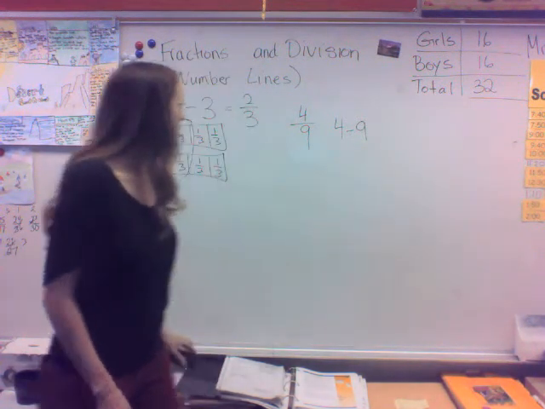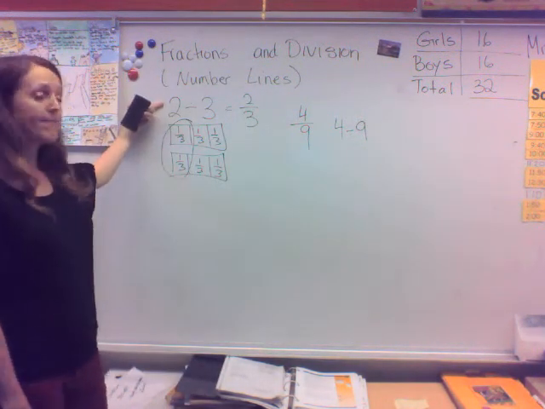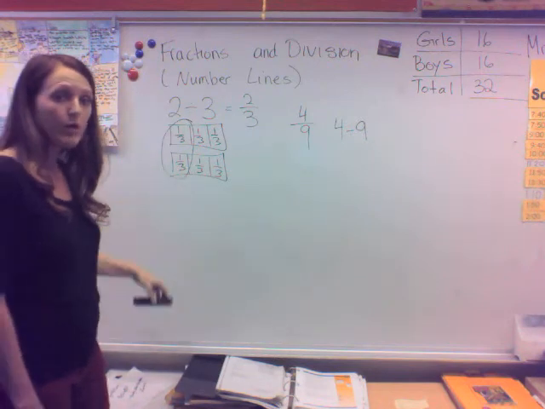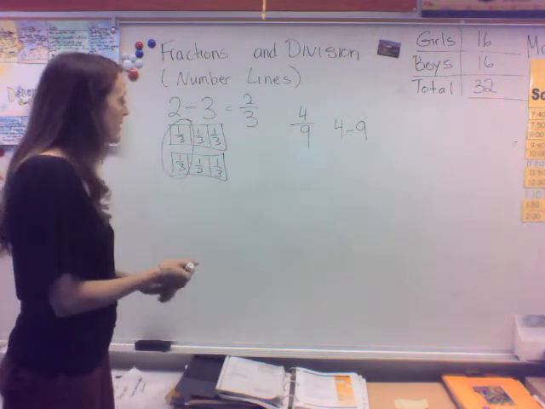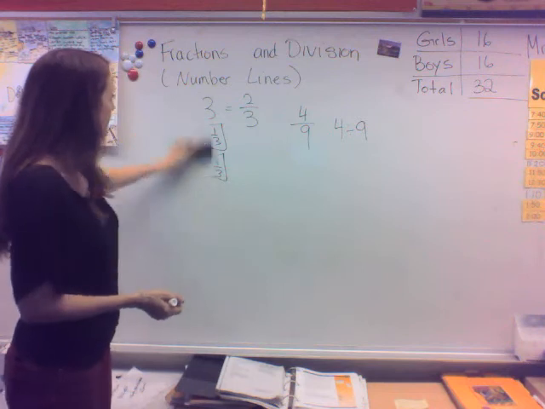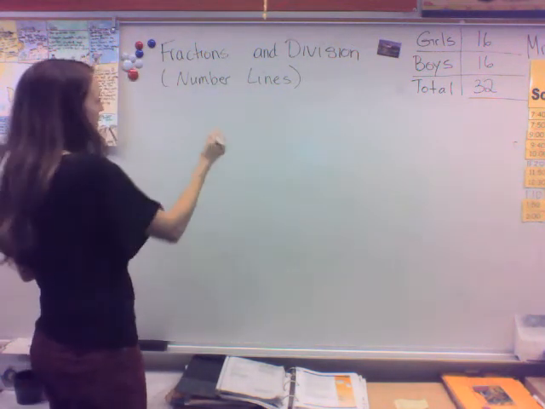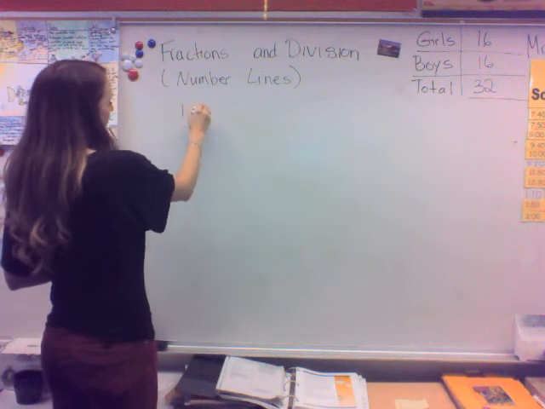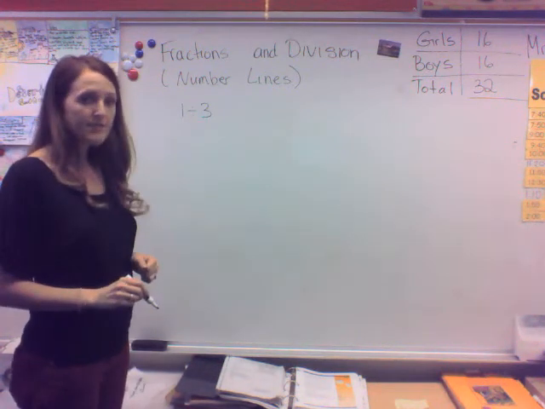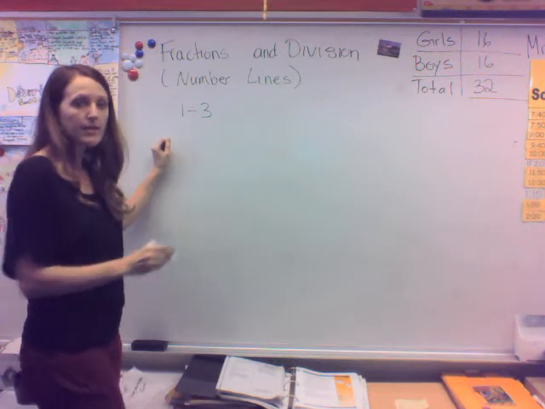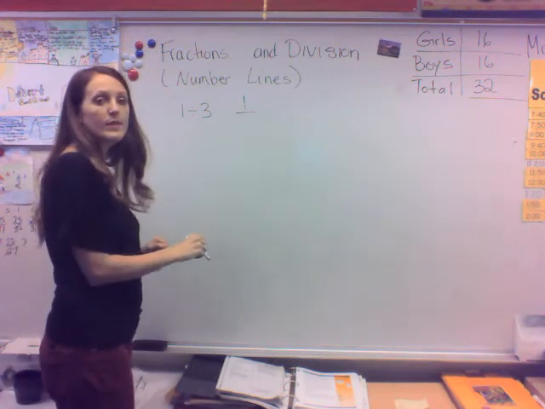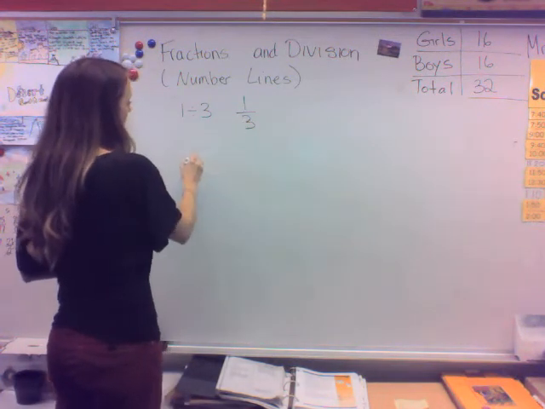Now that we've looked at how fractions and division are related, we're going to look at how to put fractions on a number line. So if I'm given this division sentence, how do I write that as a fraction? Who is my king? 1. Who is my peasant? 3.